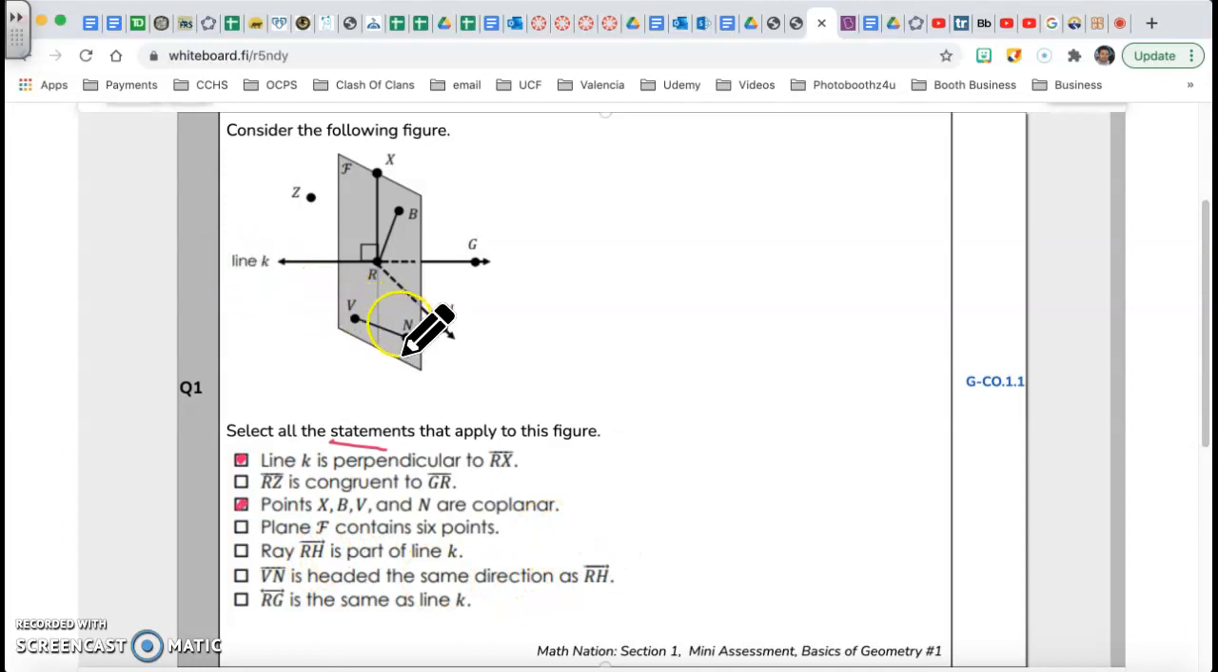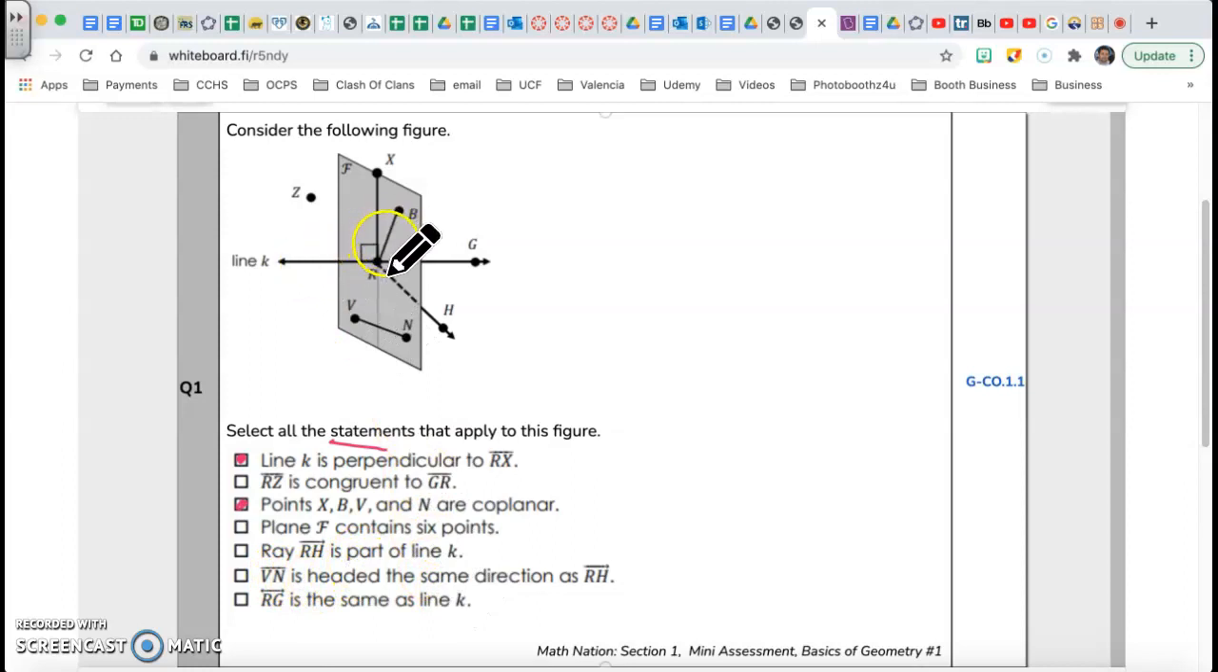Line VN is headed the same direction as RH. VN is here in the bottom. It's headed the same direction as RH. No, there are no arrows, meaning that they're not parallel. They don't even look like they're going in the same direction. So no, not at all.